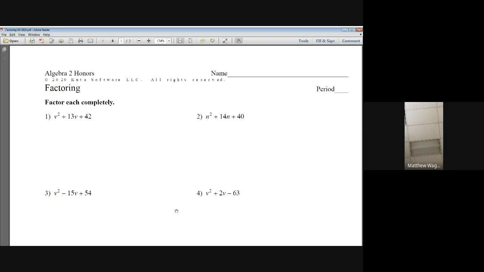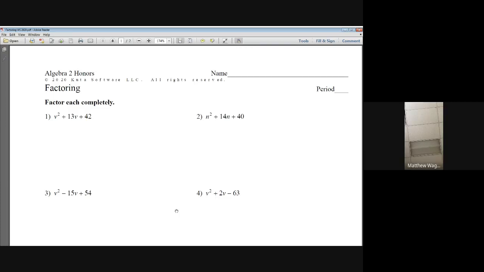So whether it's on your paper or in your head, you're thinking of what are the factors of 42. Well, I have 1 and 42, 2 and 21, 3 and 14. Just kidding, 4 is not one of them. 5, no, 6 and 7. And that's it. So those are a list of factors. The goal is to figure out which factors give you a sum of 13.